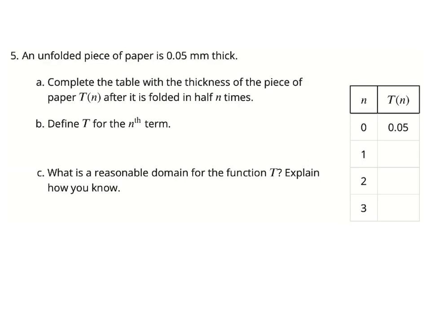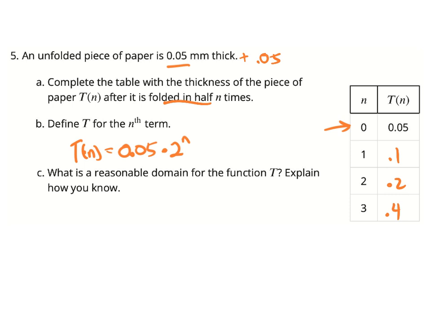Okay, an unfolded piece of paper is this thick. Complete the table with the thickness of the paper after it's folded. So now this is backwards. Watch this. If you fold the paper over, it's going to double. So you're adding 0.05. So be careful with this one. So you get 0.1, and then 0.1 doubled up is 0.2, and then 0.2 doubled up is 0.4. Okay, so explicit sequence. T of n is equal to 0.05 times 2 to the n, because we started at 0, so I don't need the whole n minus 1.